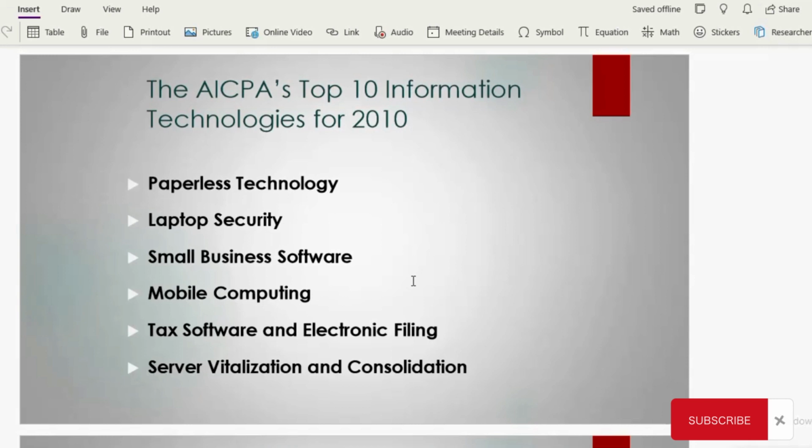Laptop security was also a key topic. Small business software, because every organization cannot purchase the big software, which is enterprise resource planning software. It is very expensive. So small business software that facilitates the organization is also now in trend. Mobile computing is also a key topic in the area of accounting. Tax software and electronic filing for the tax authorities is also getting importance.